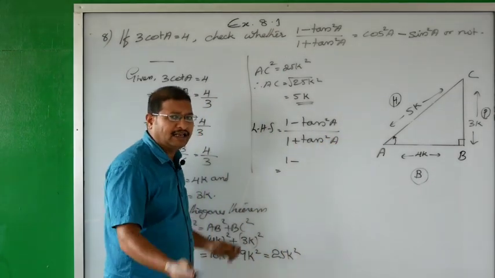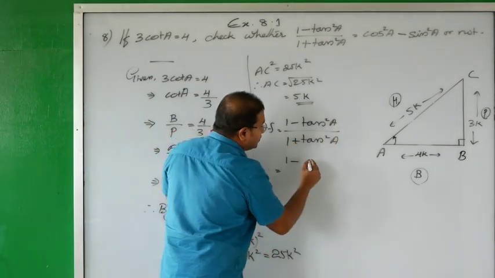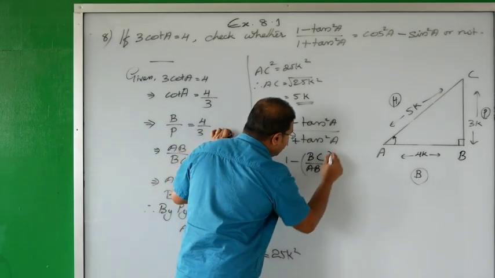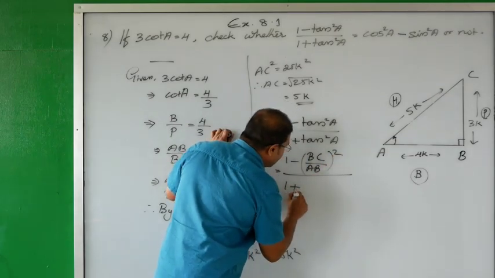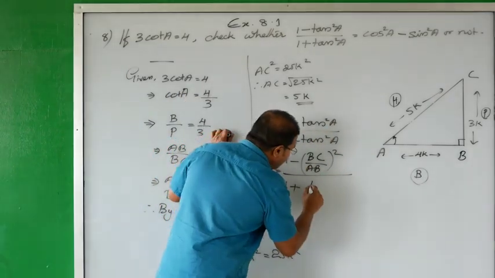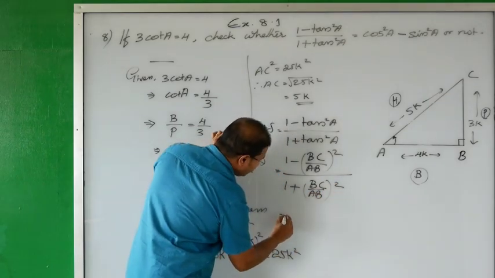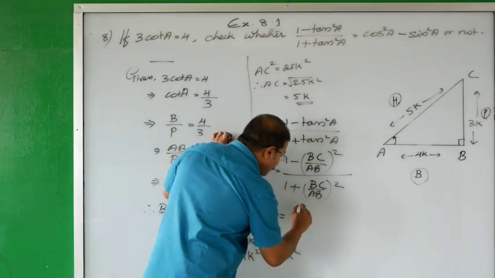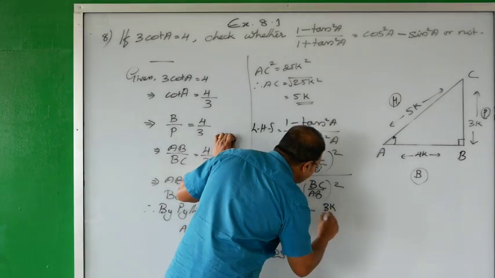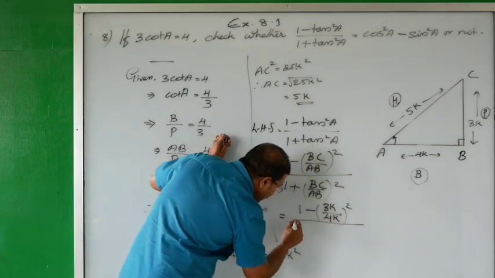What is the value of tan? Tan is perpendicular by base. According to this diagram, perpendicular is BC by base AB, the whole square, divided by 1 plus. What is the value of tan? Tan means perpendicular by base. Perpendicular is BC by base AB, the whole square. Ready? 1 minus. What is the value of BC? 3K by AB, 4K, the whole square, divided by 1 plus.